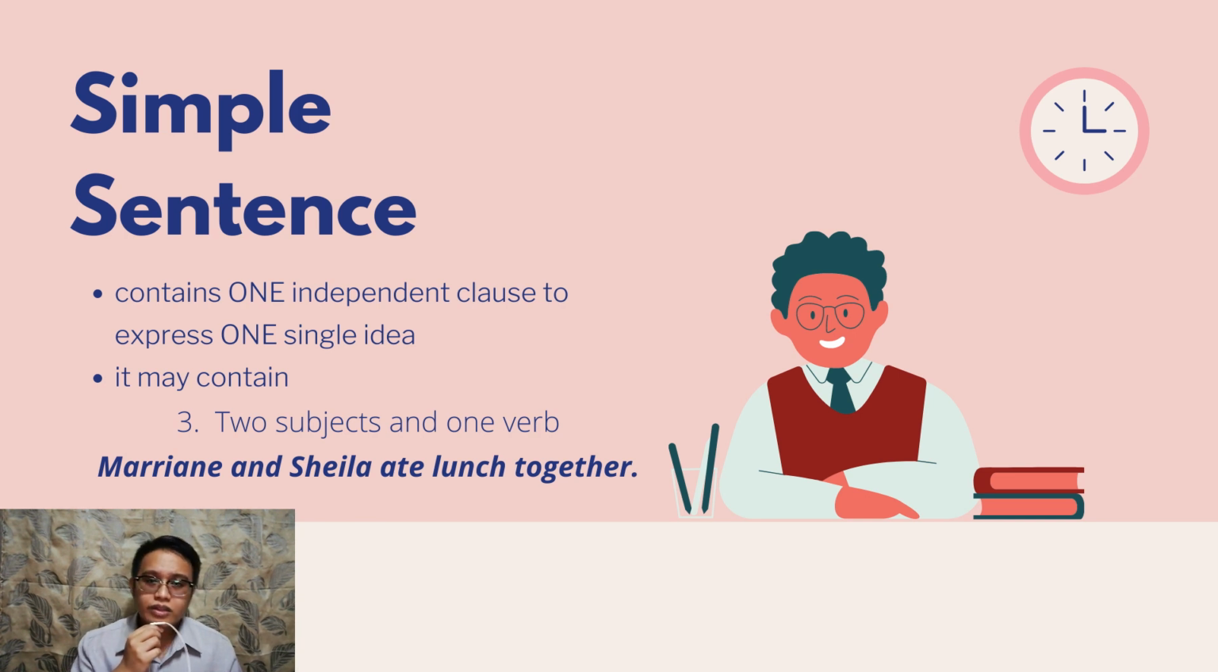Bali, the other way around na pod. Two subjects and one verb. So, for example, here: Marian and Sheila ate lunch together. What are our subjects? Our subjects are Marian and Sheila. So these are two subjects. Unsa man atong verb? What's the verb here? Good. Our verb here is ate. Therefore, a simple sentence can contain two subjects and one verb.